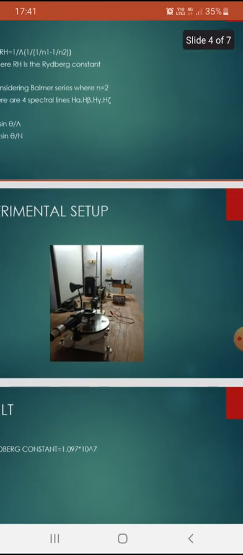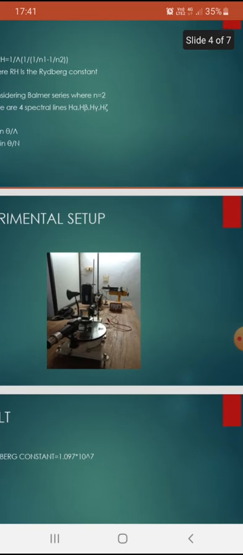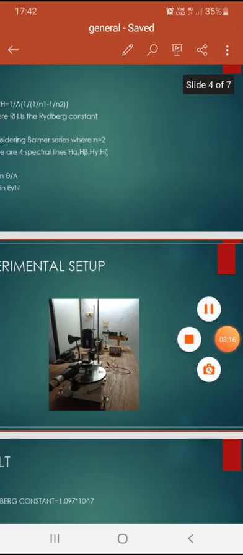For that, first we standardize the green light using the mercury line. From that, we have lambda g is equal to 5461 into 10 raised to minus 10 meter. By using the equation lambda is equal to sine theta by n, we get n is equal to sine theta by lambda. We get the corresponding value of n. Here, we get approximately 6000 lines per millimeter. Using this n value, we calculate the lambda for H alpha, H beta, and H gamma.